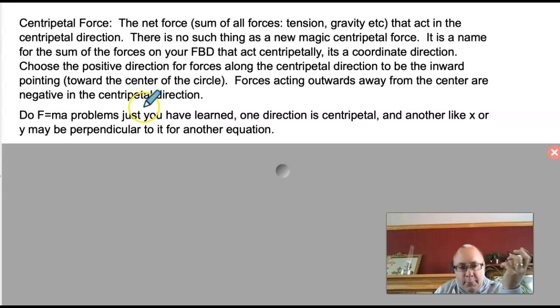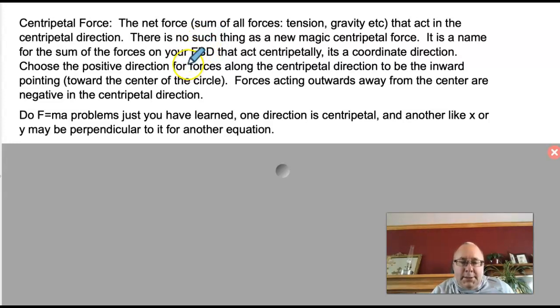It's a combination of forces that act in a direction, and that direction, instead of calling it x or y, since it's towards the center of a circle that we choose the coordinate system, it's called the centripetal force. A better word might be the net force in the centripetal direction. But the word centripetal force makes people believe that we're inventing some type of a new force that happens when there are circles, and that's not what we're doing.